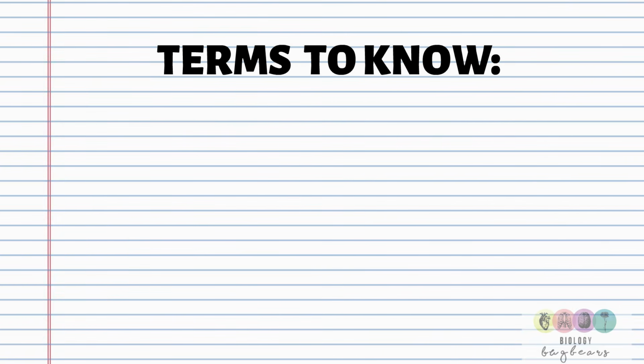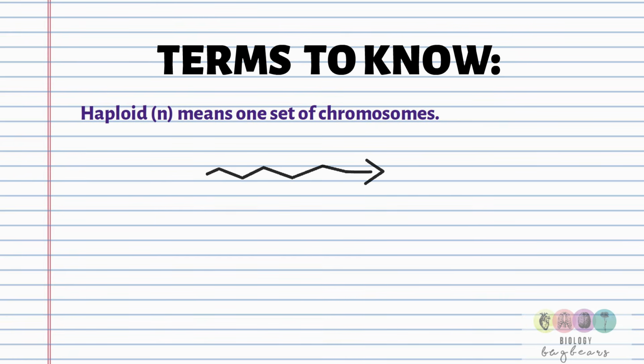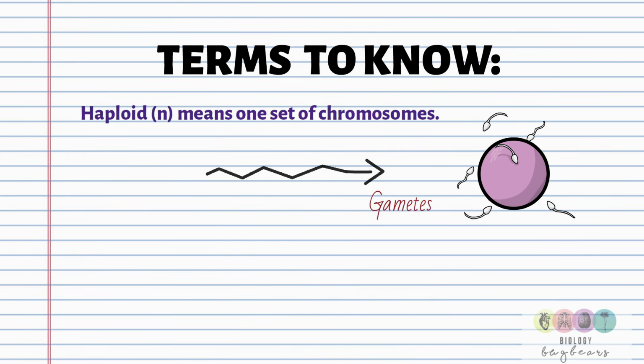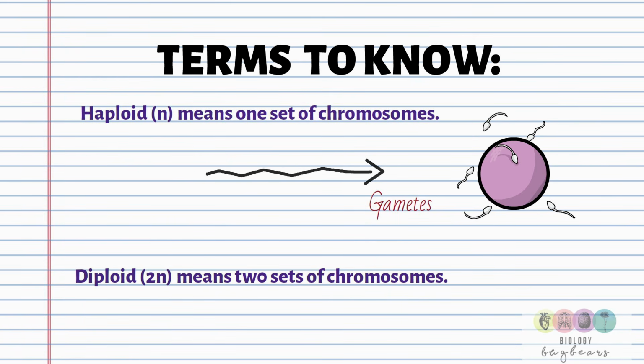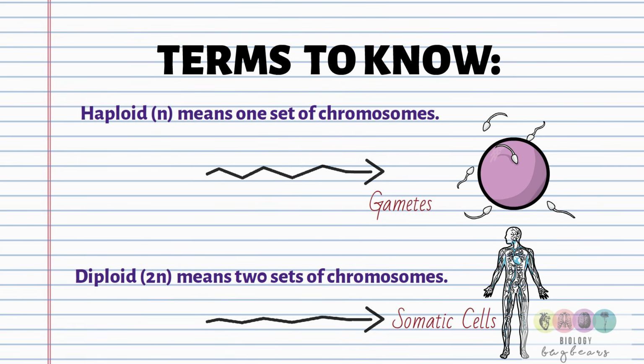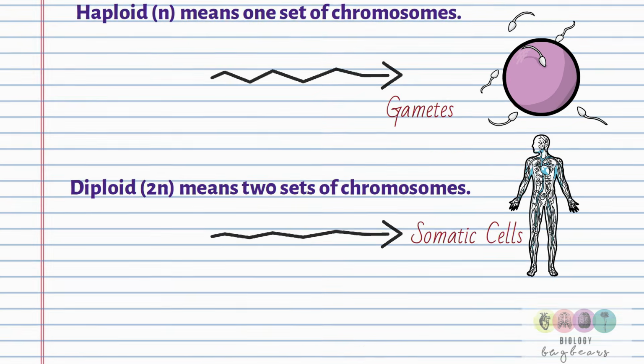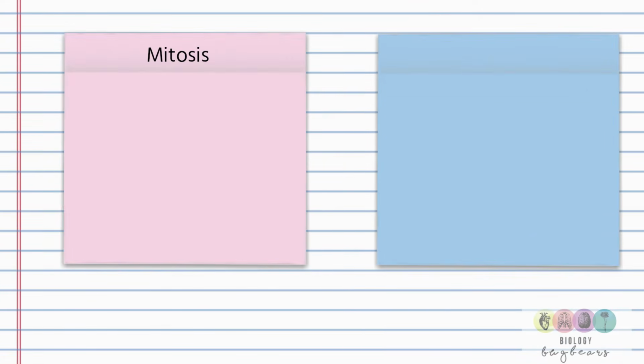Some important terms to know. Haploid, denoted by a little lowercase n, means one set of chromosomes in the cell. So gametes would be haploid, so the sperm cell and the egg cell. Diploid, denoted by a 2n, means two sets of chromosomes in the cell, and this is generally associated with somatic cells, your body cells.